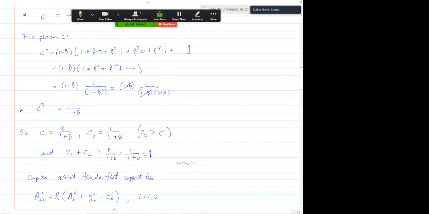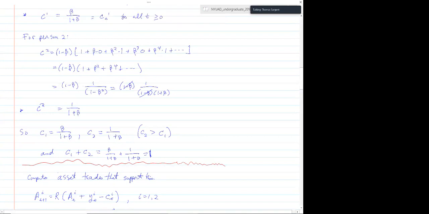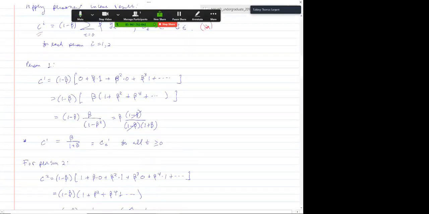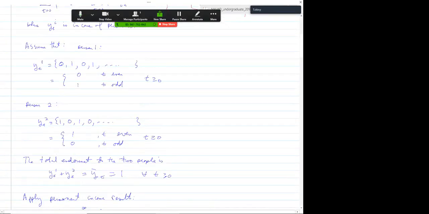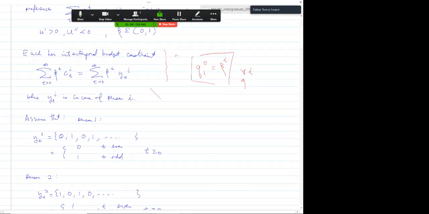So here's what we're going to do just for a little while today. We're going to compute the implied asset trades in a sequential setup that would support exactly the same outcome. So instead of doing things with a single budget constraint, as we did here, we're going to do it with a sequence of budget constraints. And we've seen before several times that those two formulations end up being equivalent.